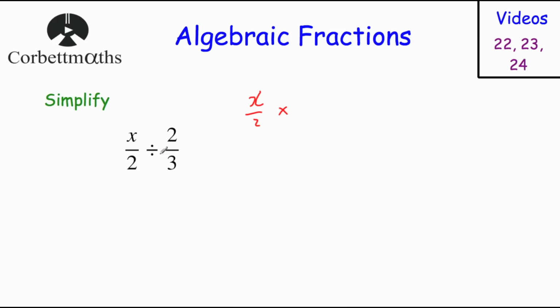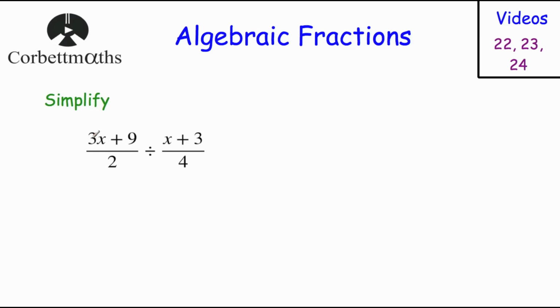So we're going to change the divide to multiply, and we're going to find the reciprocal, which means flip over the second fraction. And then we just multiply, so x times 3 is 3x, and on the denominator we've got 2 times 2, which is 4. So our answer would be 3x over 4. So when we're dividing algebraic fractions, we change the divide to multiply and find the reciprocal of the fraction we're dividing by. Okay, our next question.